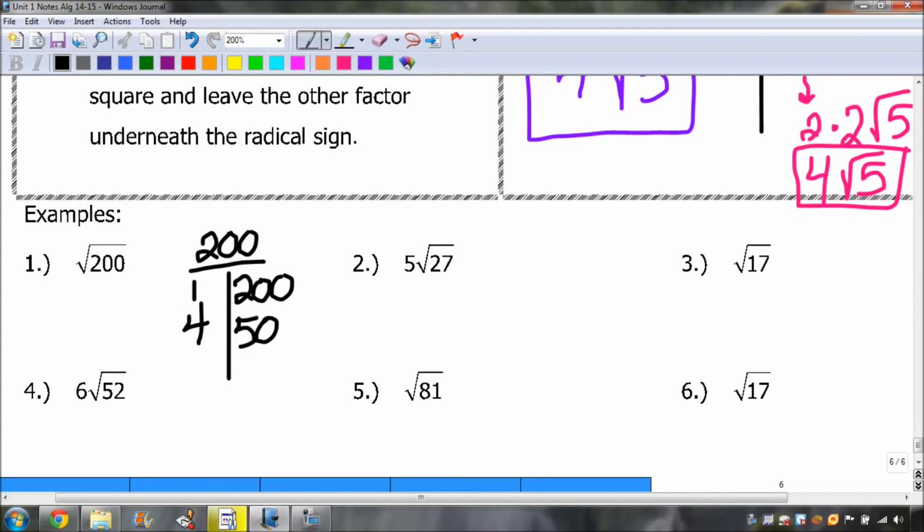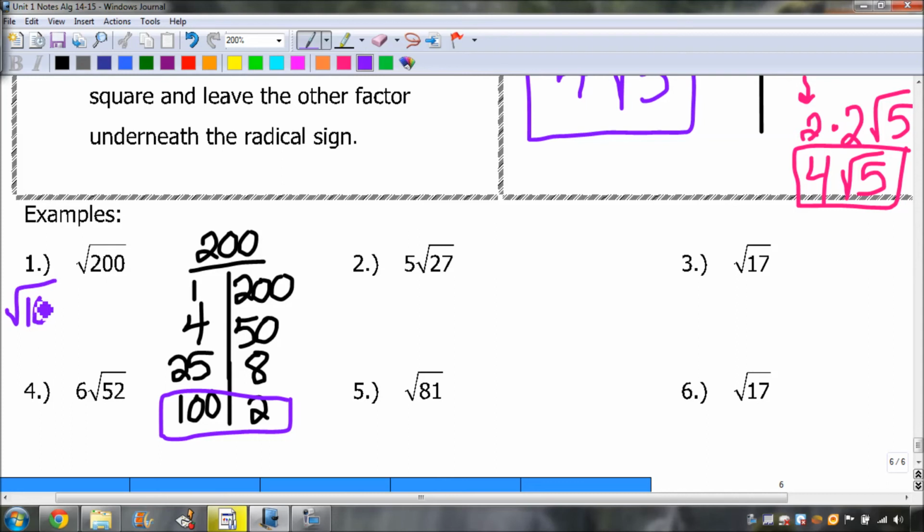So then 5 squared is 25. 200 is divisible by 25. You end up getting 8. Okay, and then 6 squared is 36. It doesn't work. 49 doesn't work. 64 doesn't work. 81 doesn't work. But 100 does work, and that's the halfway point. So this is the largest possible perfect square. So I'm just going to say that radical 200 is radical 100 times radical 2. So I end up getting 10 radical 2 is my final answer.